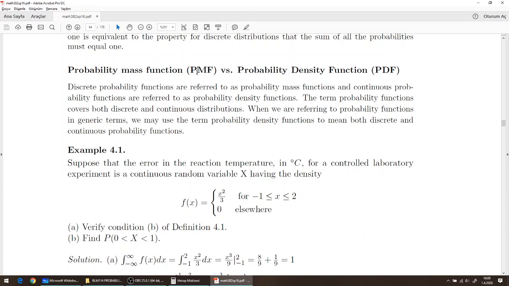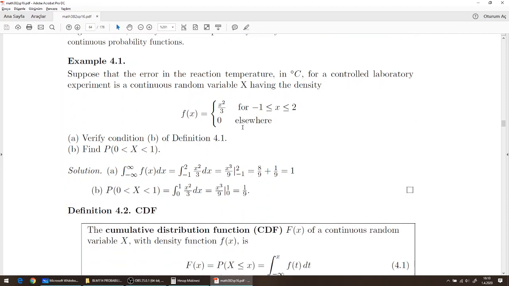Yes, we already said that the probability mass function is used in the discrete case. The probability density function is used for the continuous case. This is a terminological difference. In fact, the reality behind them is very similar.